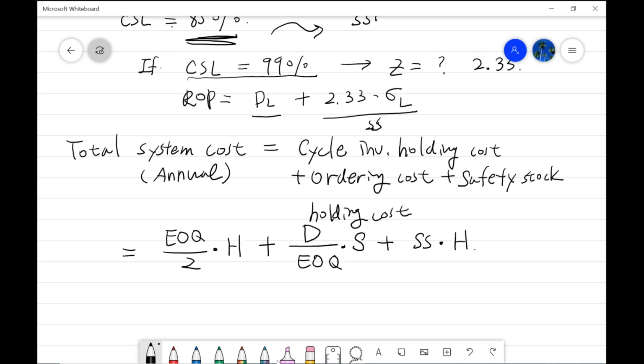So here I assume that I don't differentiate. Whether it is cycle inventory or safety stock, when I calculate the inventory holding cost, it's actually the same amount of cost I have to pay to hold either the cycle inventory or safety stock. Okay. So that's all about the continuous review system.